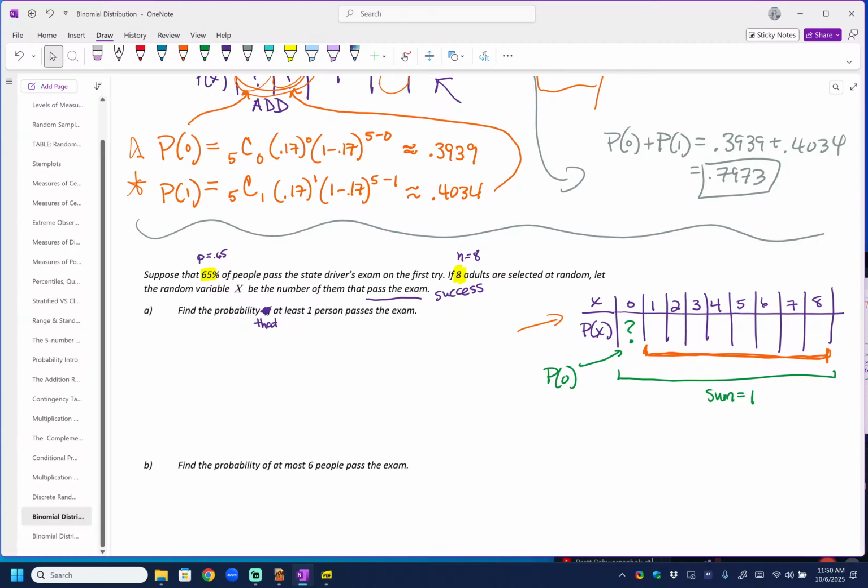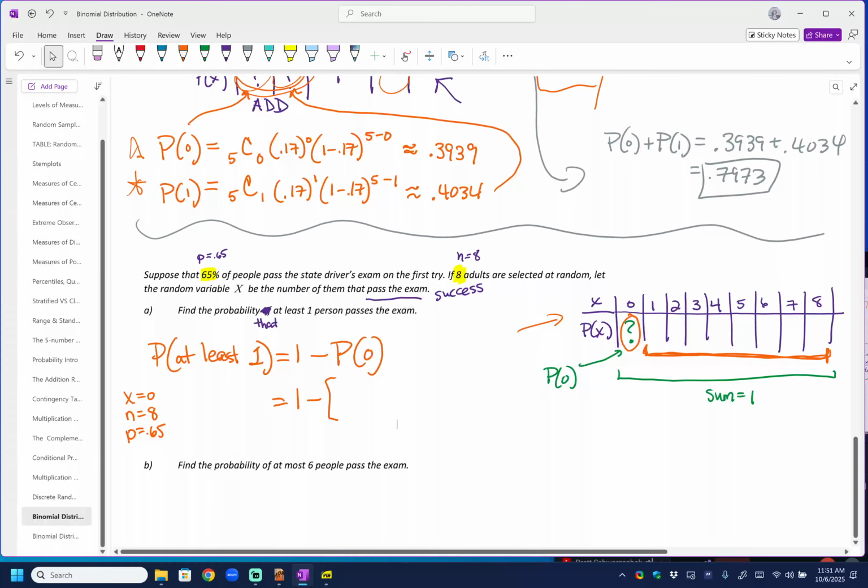So just as a reminder, for the probability of at least 1, that is going to be equal to 1 minus the probability of 0. This allows us to then use the binomial probability formula to find this right here using the value 0 as x. So real quick, we know that for this, x is 0, n is 8, and p is 0.65. So we should be able to enter that into the formula quickly. We therefore have 8C0 for our nCx.